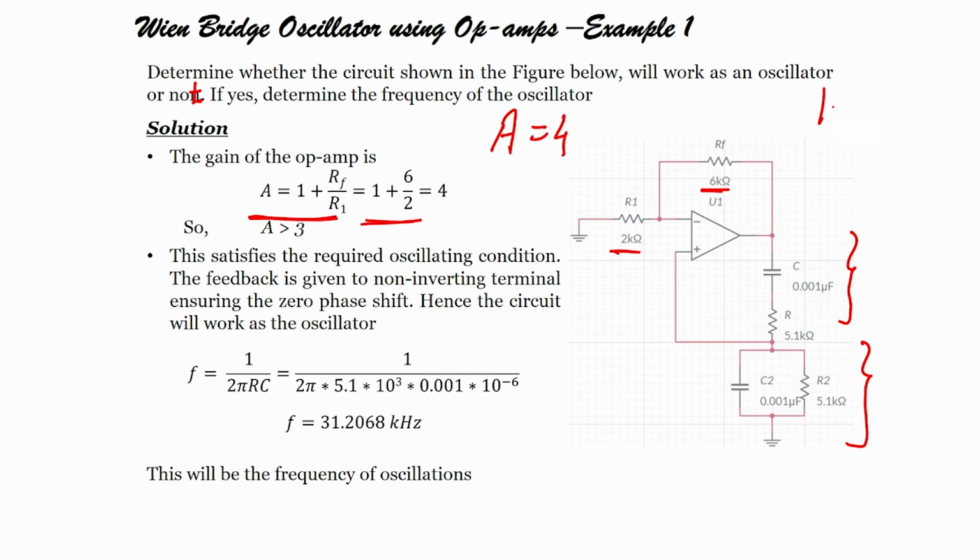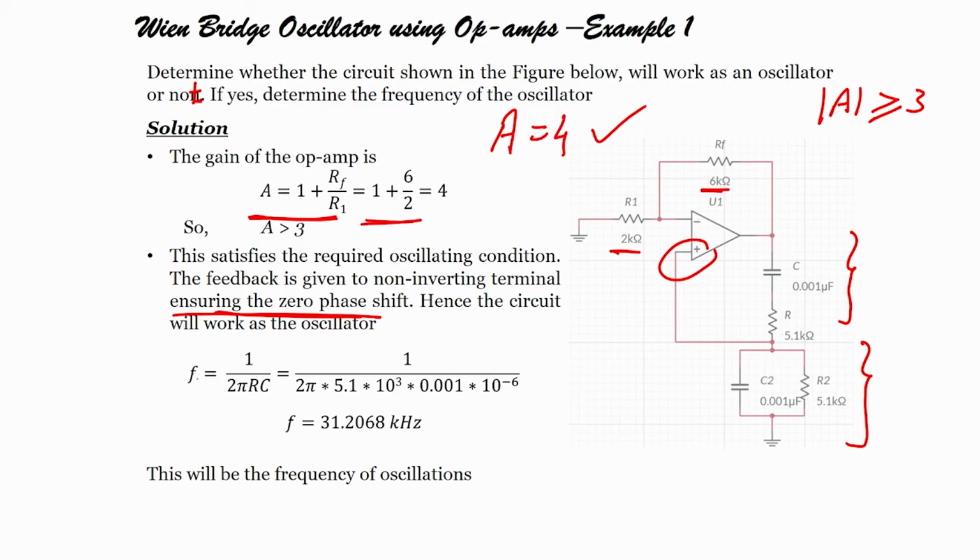Now, what is the condition? A should be greater than or equal to 3. So, this condition is satisfied, correct. This satisfies the required oscillation criteria. The feedback is given to the non inverting terminal, ensuring the phase shift is 0. Hence, the circuit will work as an oscillator.